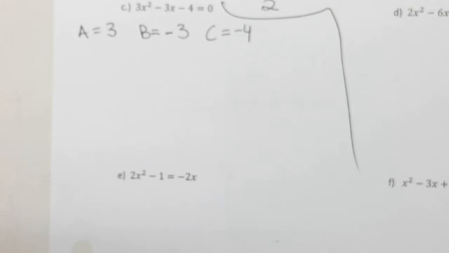Alright, Mackenzie, look straight at me. Negative b plus or minus square root of b squared minus 4ac all over 2a. Sweet. I'm going to do that every problem.